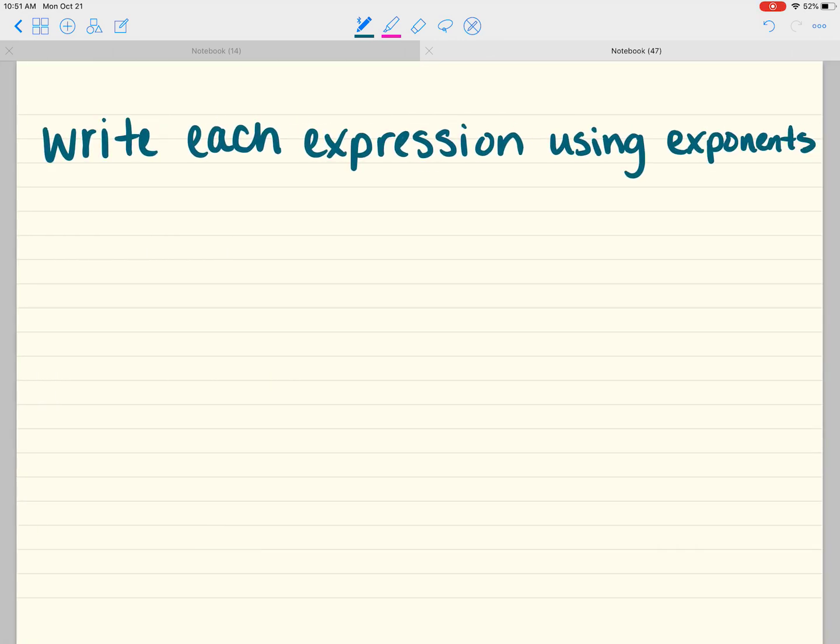All right, so first thing we're going to do is just write an expression using exponents, which I believe you all have seen before, correct? We did some of that last year. Okay, so if you have 4 times 4 times 4 times 4 times 4, and they want you to write that using exponents, what would you write? 4 to the 5th power. Very good.